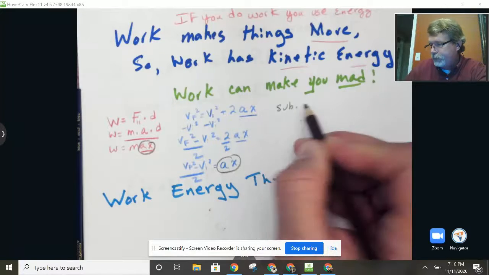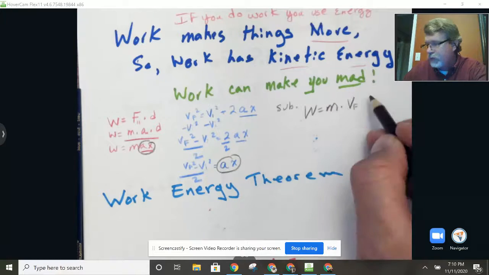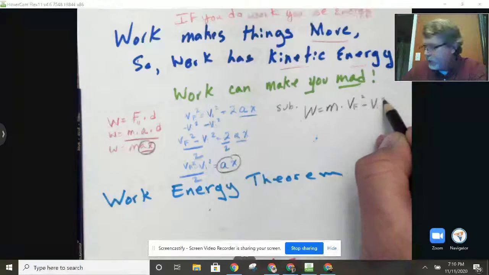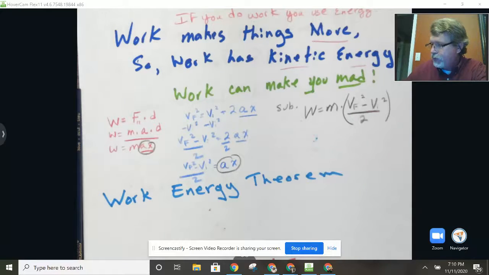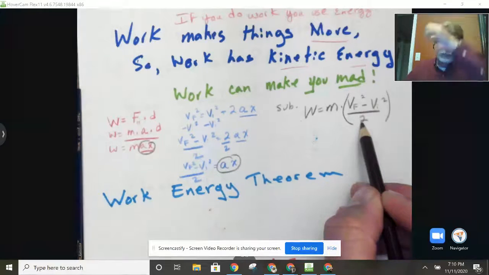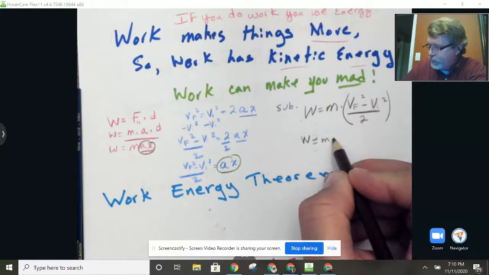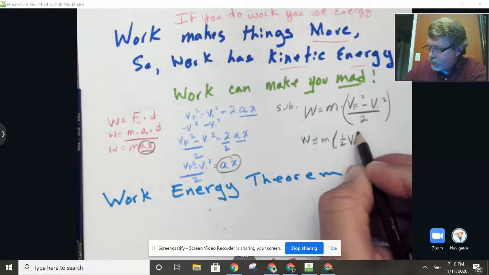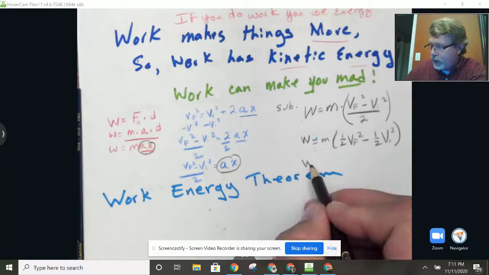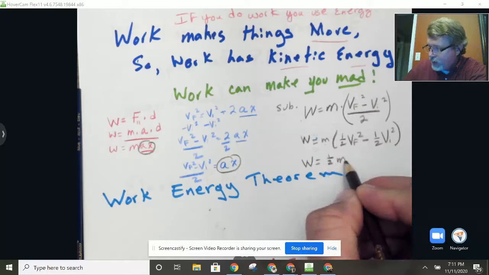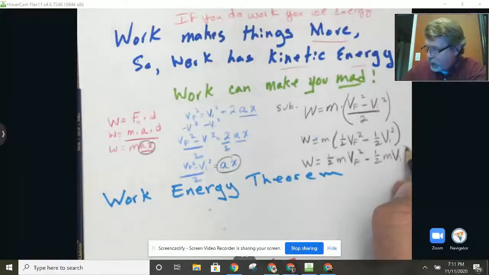Now we want to substitute this ax into the work equation. We find that the work done is equal to the mass of an object times the final velocity squared minus the initial velocity squared, all divided by 2. We can distribute this through and get the 2 out of the denominator. So we can write this as work equals mass times 1/2 vf squared minus 1/2 vi squared. Now we distribute the m, and the work done on an object is 1/2 the mass times the final velocity squared minus 1/2 the mass times the initial velocity squared.